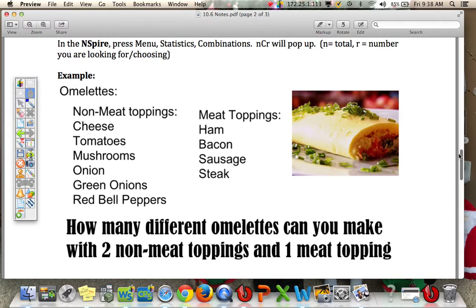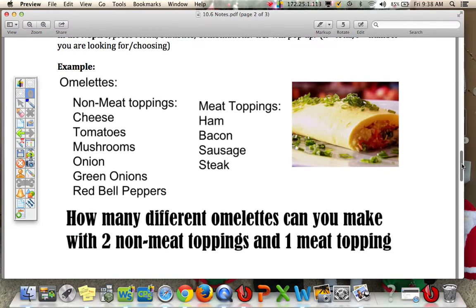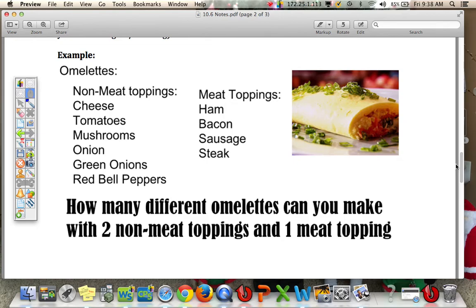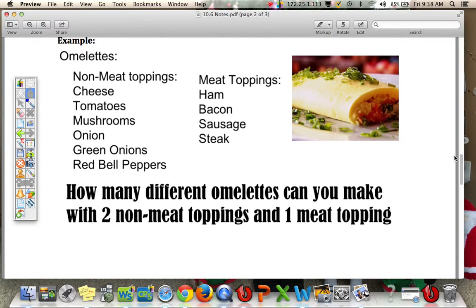Let's say that you are going to a place like Good Day Cafe that makes omelets. And let's say you get to choose for your omelets how many different omelets you can make with 2 non-meat toppings and 1 meat topping. How many different omelets are possible? Okay, so let's take a look at this right here.